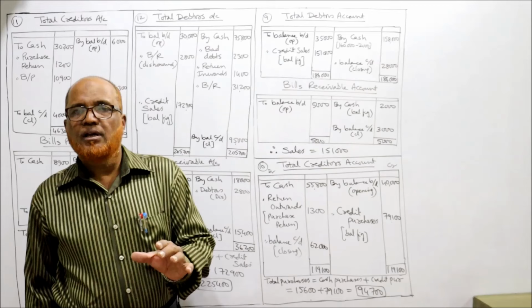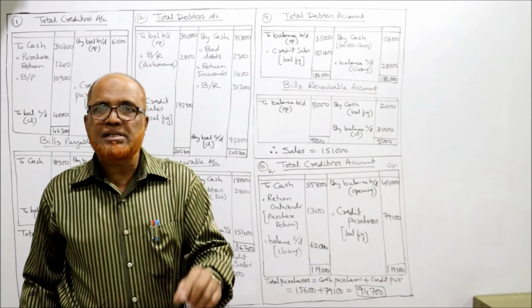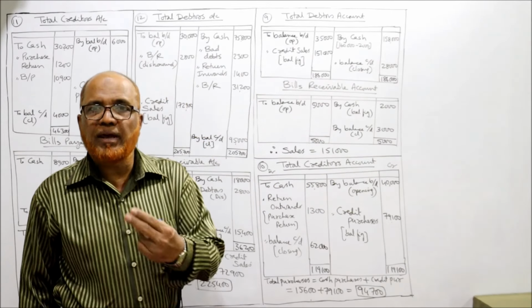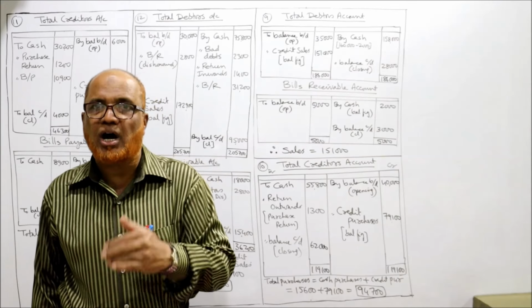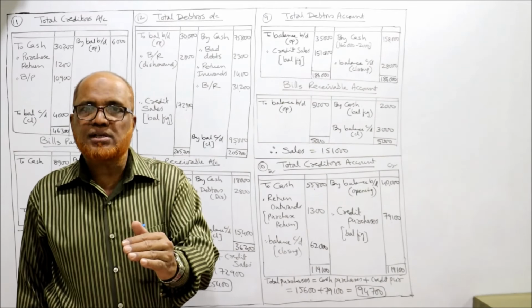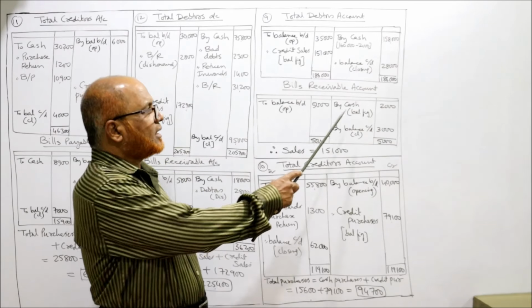Again I repeat, it is not specifically given in the problem. It is given that opening bills are 5,000 and closing bills are 3,000. So the remaining 2,000 rupees of cash has come. It is understood: when bills have decreased, it means the bill money has come. Cash account debit to bills receivable, by cash 2,000.